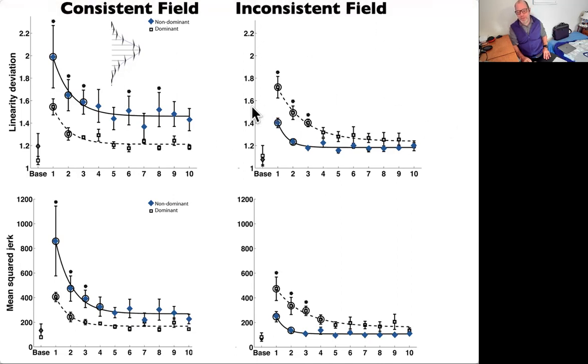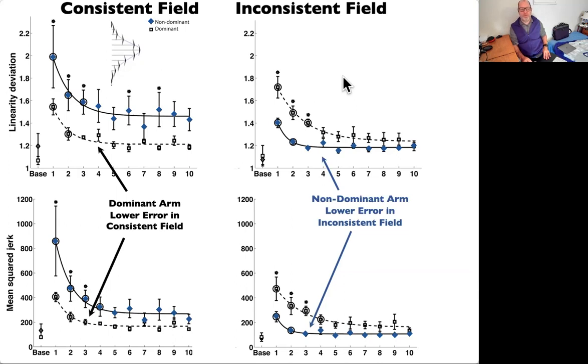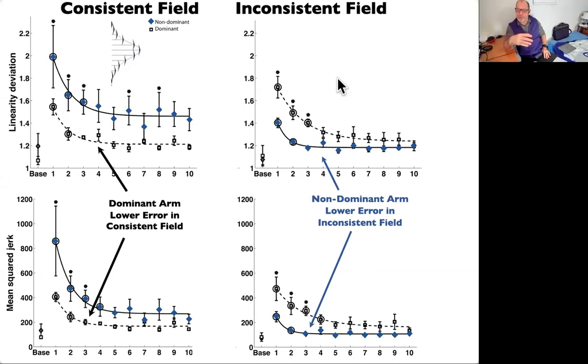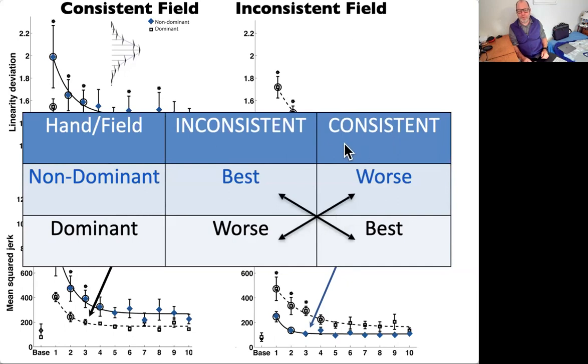And what you can see here in the inconsistent field is that the dominant arm actually does substantially worse than the non-dominant arm. So we got what we were expecting there, which was kind of cool, that we could present an unpredictable circumstance and the non-dominant arm actually does better. This is something that's been sort of repeated by a few other labs. It's also been contested by a few labs. So I thought we had pretty strong results here. And as you'll see, they're pretty consistent with our future findings.